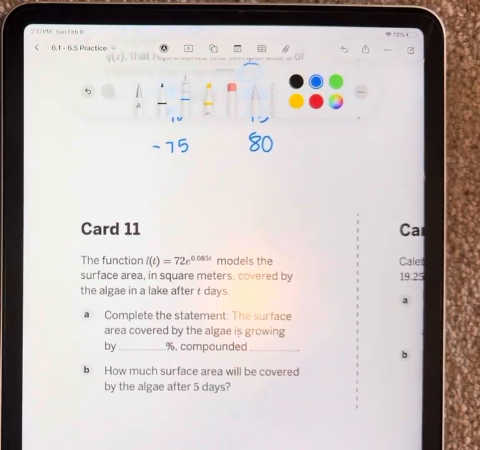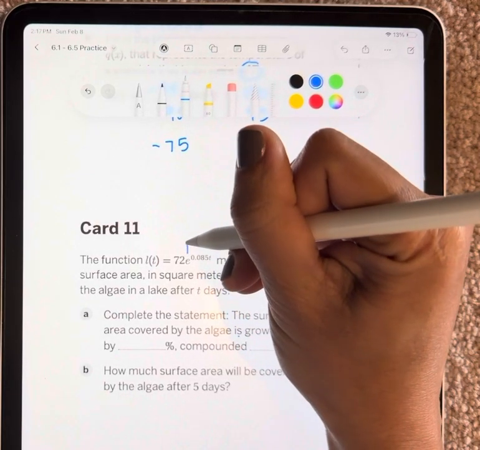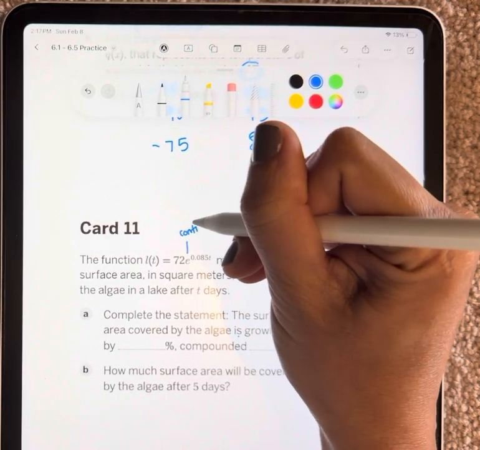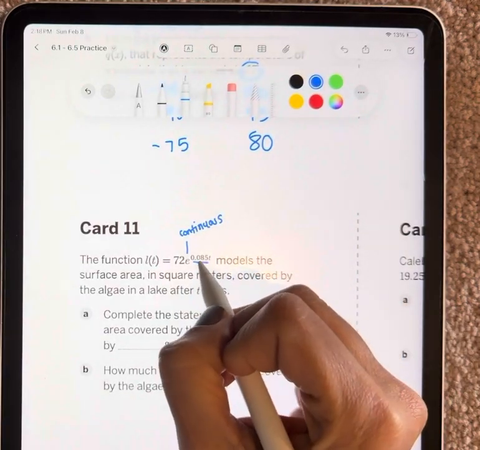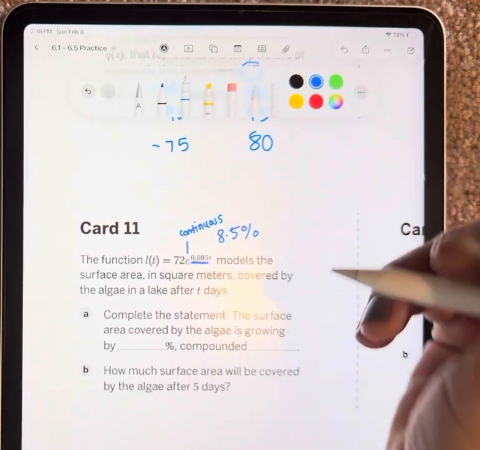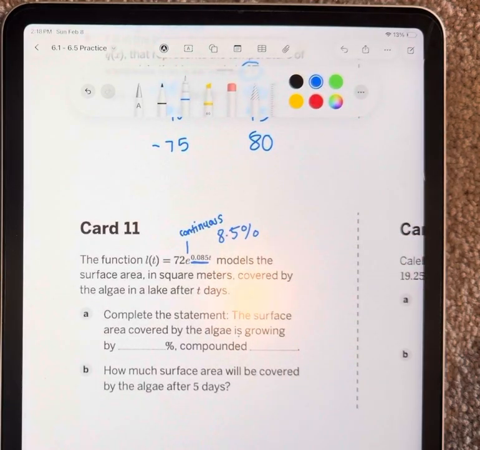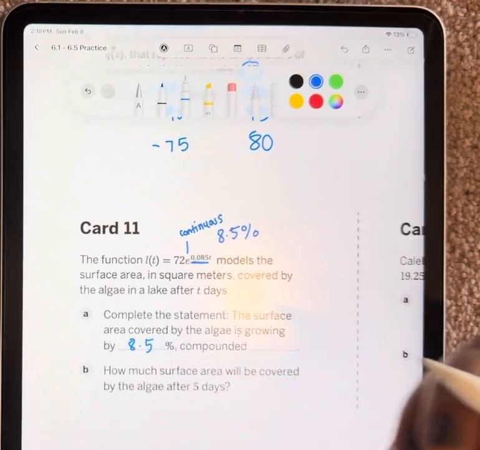Okay, here we are, back at it. We've got algae now, okay? So we've got algae in a lake. Same situation, you guys. E is continuous growth. And in this case, the growth is 8.5%. All right, move the decimal over twice to the right. So the algae is growing by 8.5%.